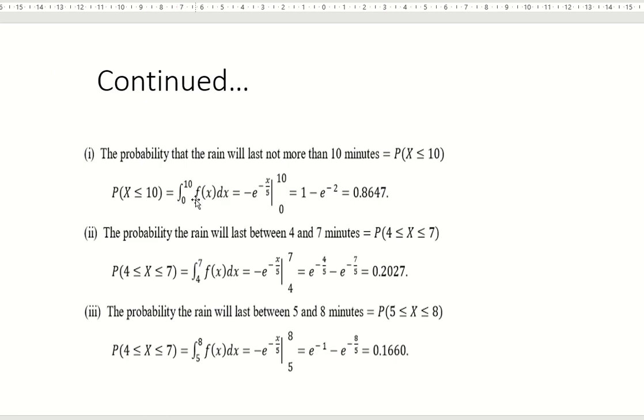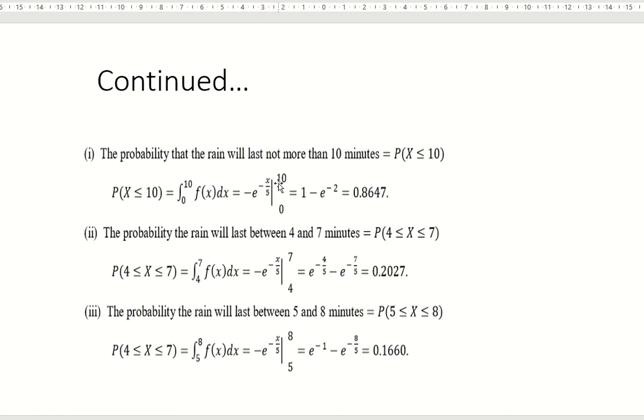That means limit from 0 to 10 f of x dx. What is f of x? 1 by 5 e power minus x by 5. If you integrate, 1 by 5 can be kept outside. E power minus x by 5 integration is e power minus x by 5 divided by minus 1 by 5. So 1 by 5, 1 by 5 get cancelled. Remaining is minus e power minus x by 5.